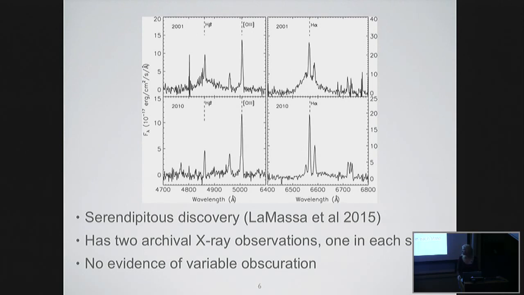For this quasar, there turned out to be archival X-ray observations, both in the bright and the faint states. They find no evidence for a column in either X-ray spectrum, so it's consistent with no variable obscuration. This is exciting because it may be representing a change in accretion rate, for example.